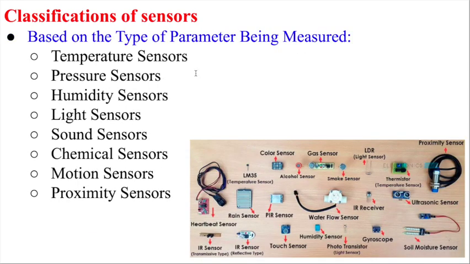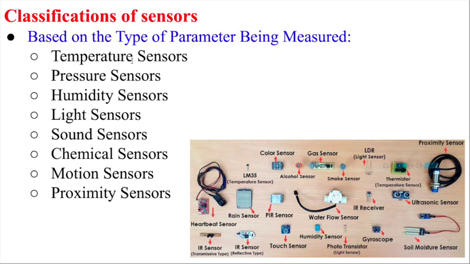Sometimes in the literature they say sensors can be classified or divided based on the parameters they measure. For example, the temperature sensor measures temperature. Pressure sensor, humidity, light, sound, chemical, motion and proximity sensors. This is their name itself. Here we are not using technology; we use what they are doing. If they measure the temperature, we say this is the temperature sensor. If they measure the pressure, we say this is the pressure sensor.